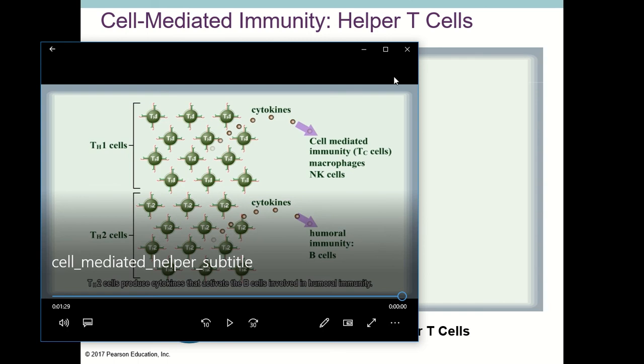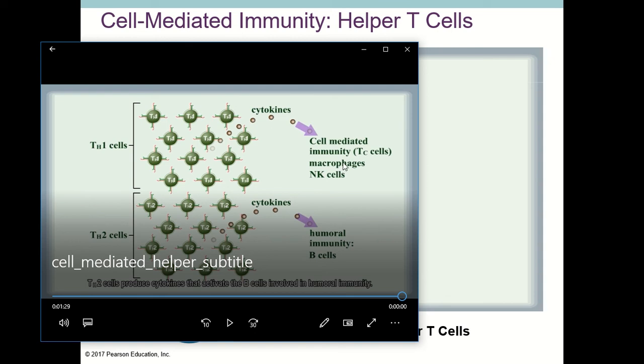That last part is very important, because these are the two different branches of our adaptive immune system, and they are activated by these two subtypes of helper T cells, Th1 and Th2.